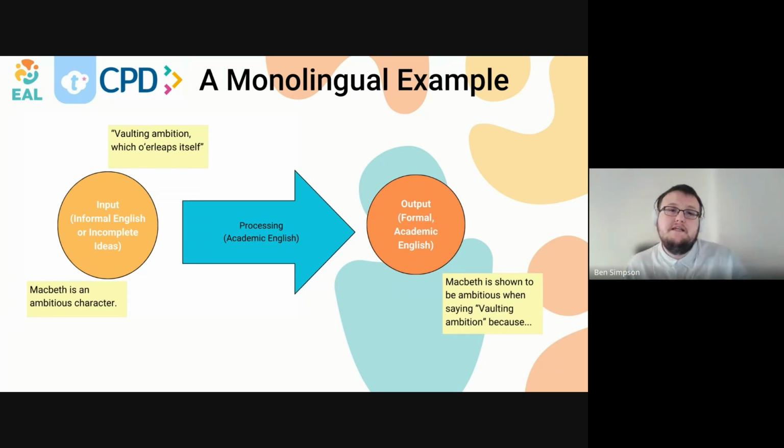We have a processing step, which would be transferring this idea or informal English into academic English. And then finally, the output, which is formal or academic English. So Macbeth is shown to be ambitious when saying blah, because. So that's a way to think about it, even as a monolingual learner or a monolingual speaker, how that processing and translanguaging can apply.